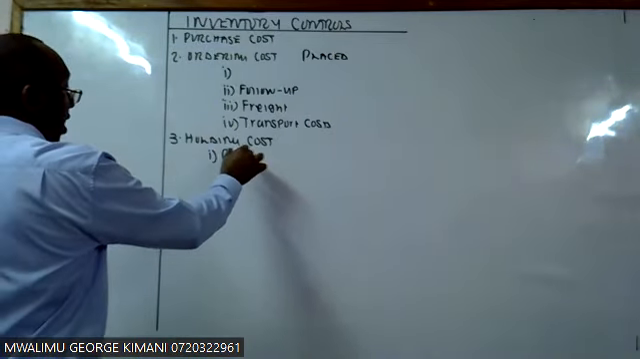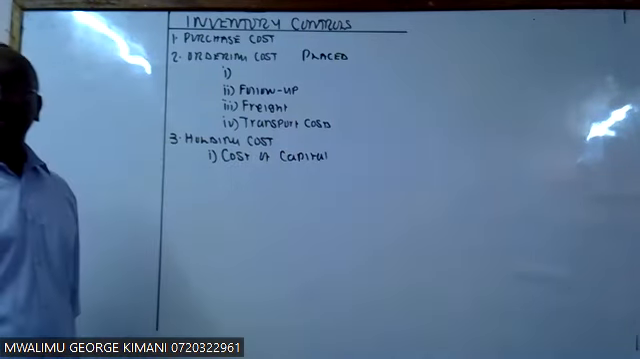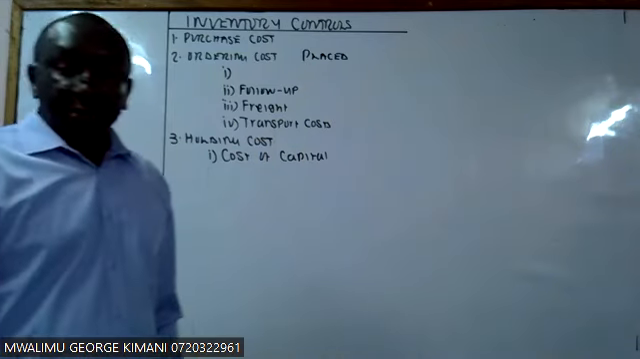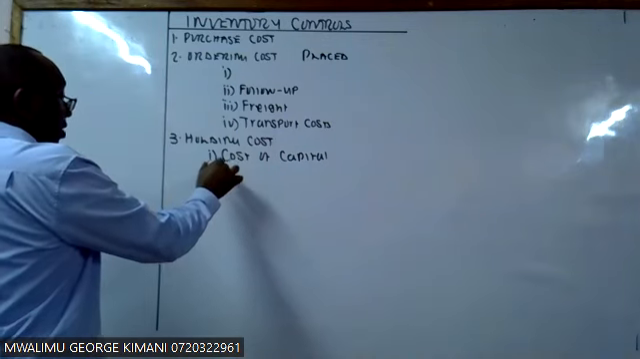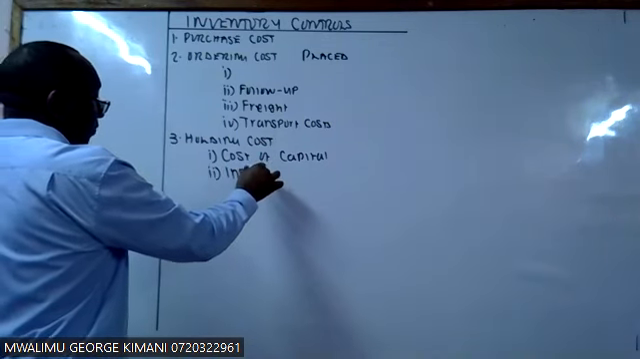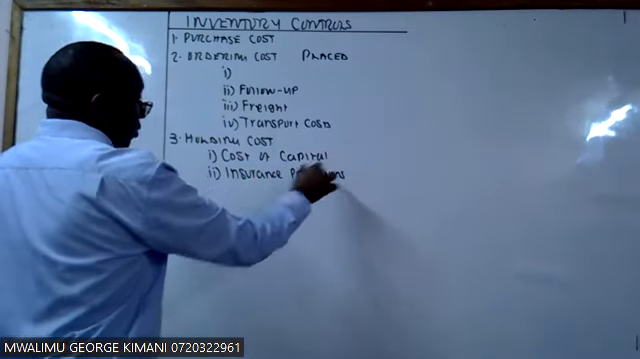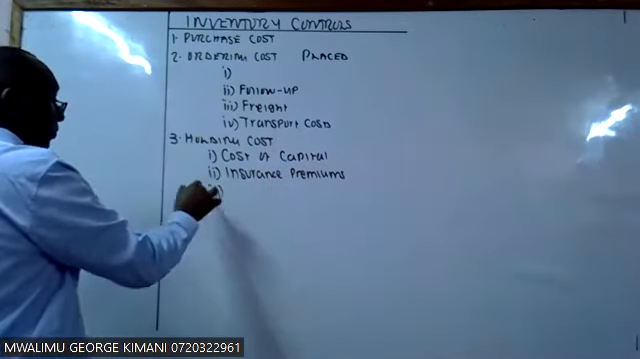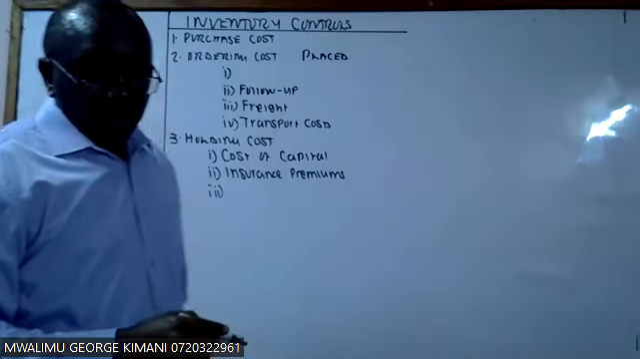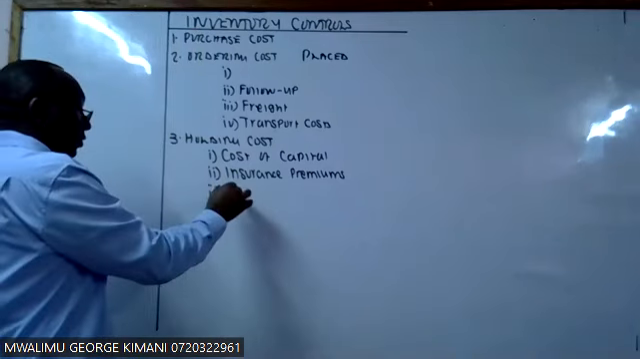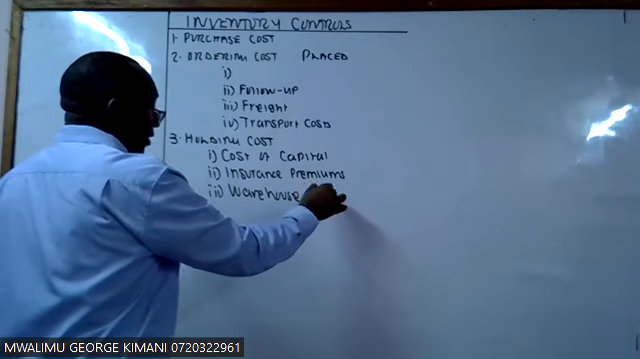Examples, we have 1, cost of capital. This is what you were seeing a lot in management accounting, cost of capital. There is another one we call insurance premiums, if you have insured your goods when they are in the stores. Number 3, we have what we call warehouse rent. You are paying for your warehouse.